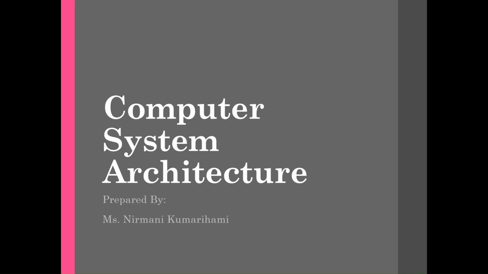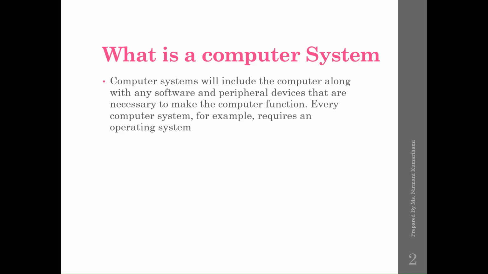Hello everyone. Today let's talk about computer system architecture. That is one of the very much emerging topics. What is a computer system? You should have a much better understanding regarding this. A computer system includes the computer along with any software and peripheral devices that are necessary to make the computer function. Every computer system, for example, requires an operating system.